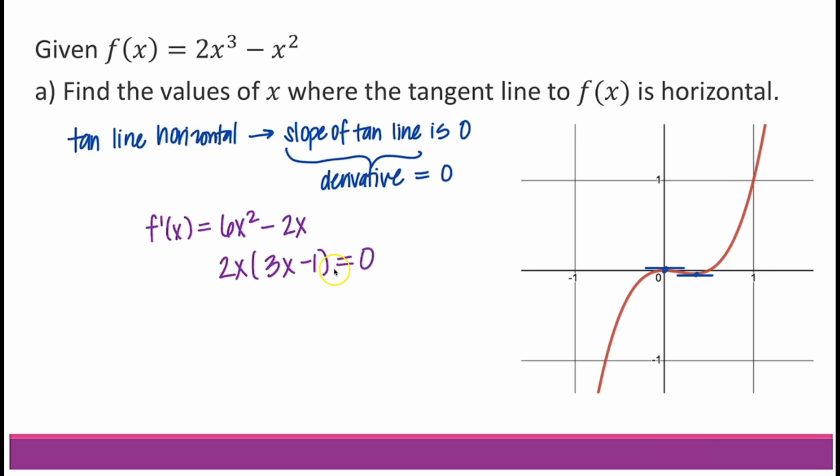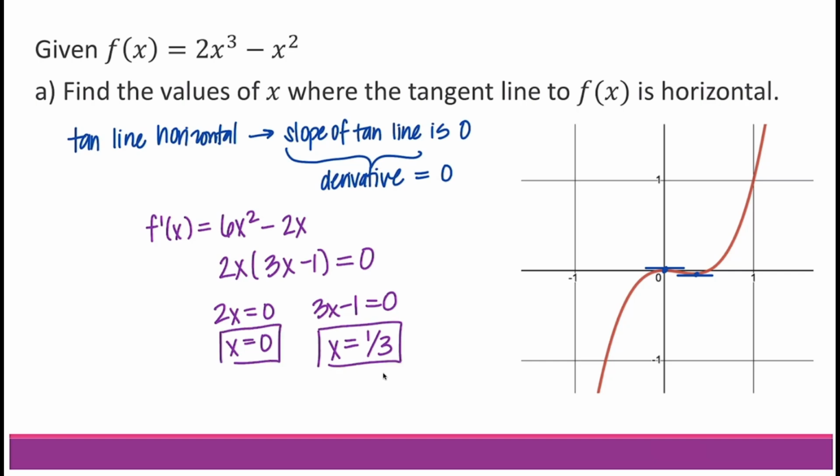So let's set the factored version equal to 0, and then set each factor equal to 0. So 2x equals 0, and 3x minus 1 equals 0. Dividing by 2, we get x equals 0. Visually, we kind of already knew that. And then here, if I add the 1 and divide by 3, I'm going to get x is equal to 1/3. And visually, that does line up. We said it was some value between 0 and 1, so it turns out it is at x equals 1/3.